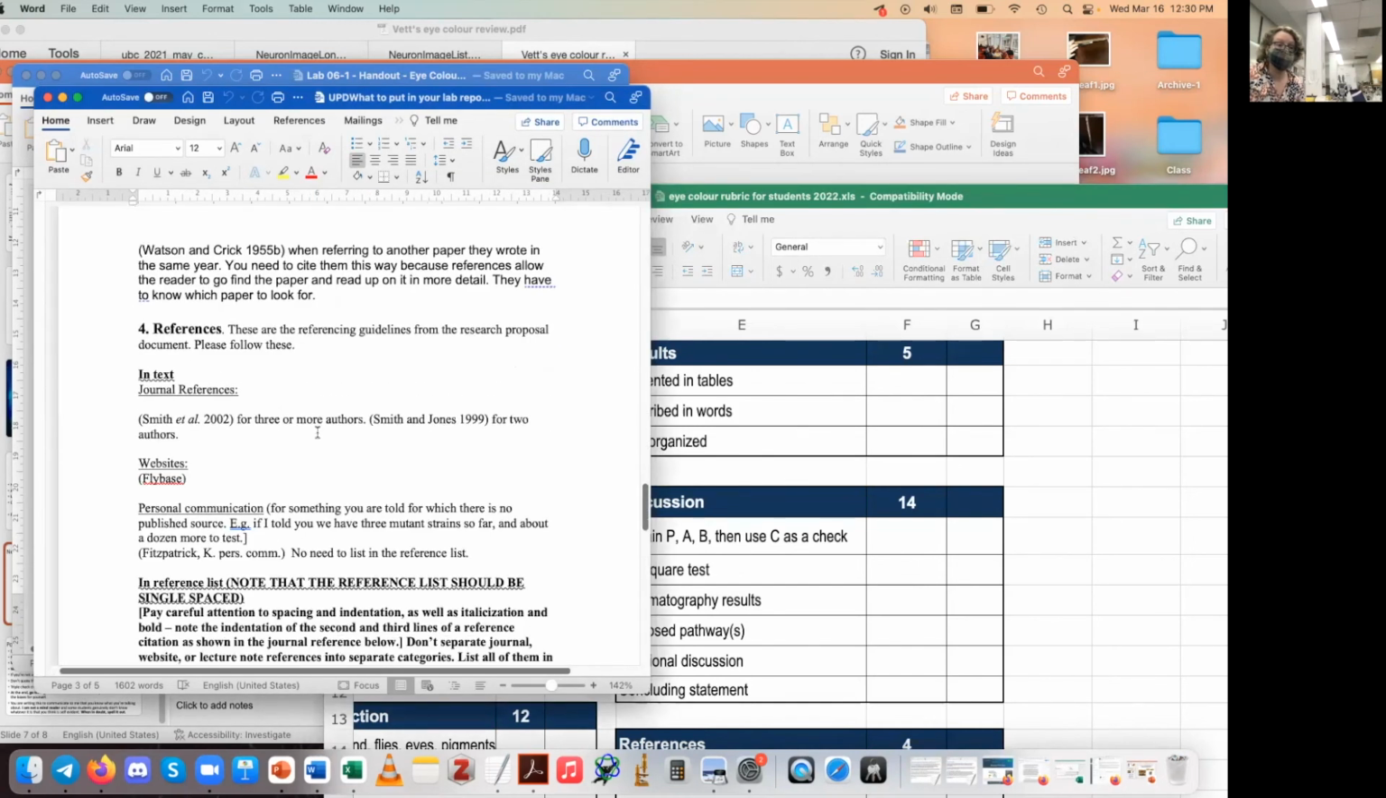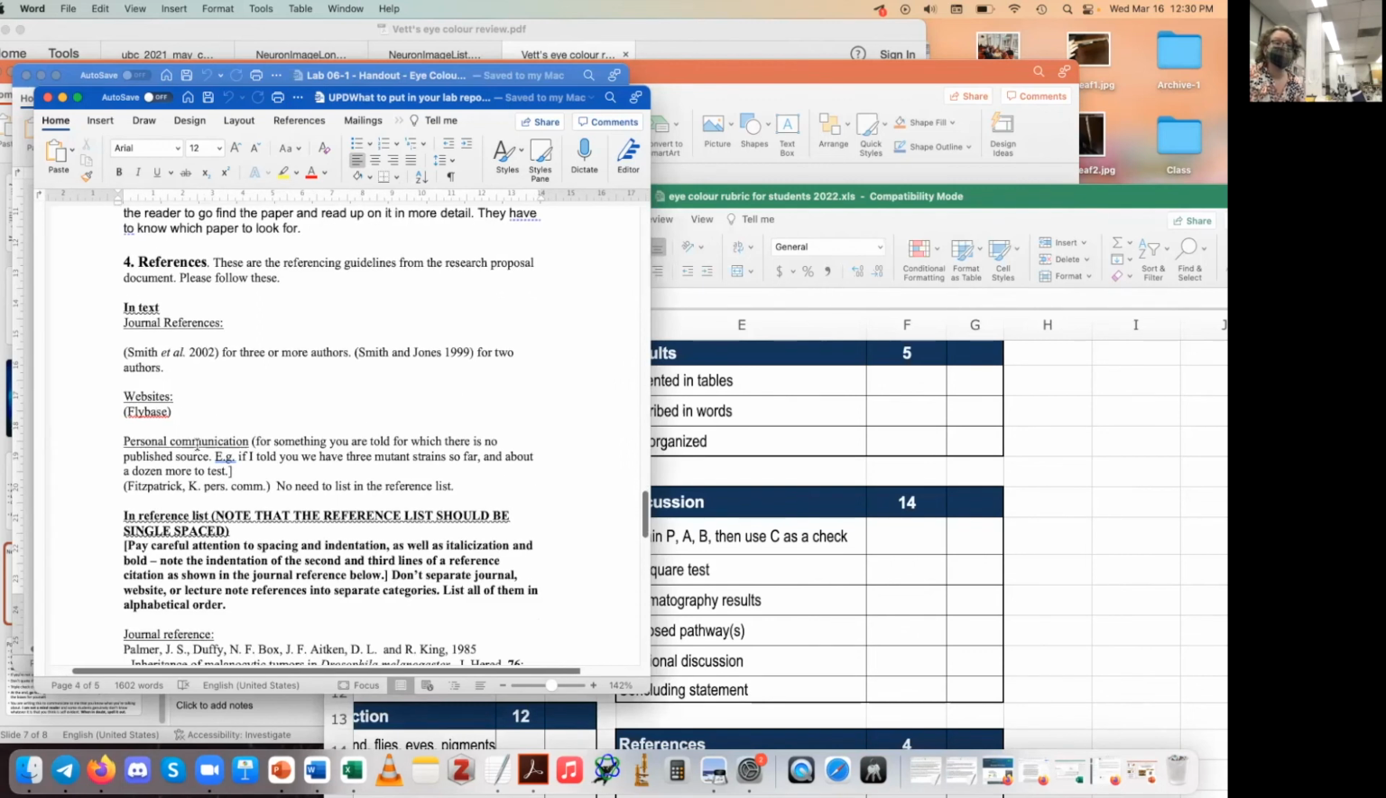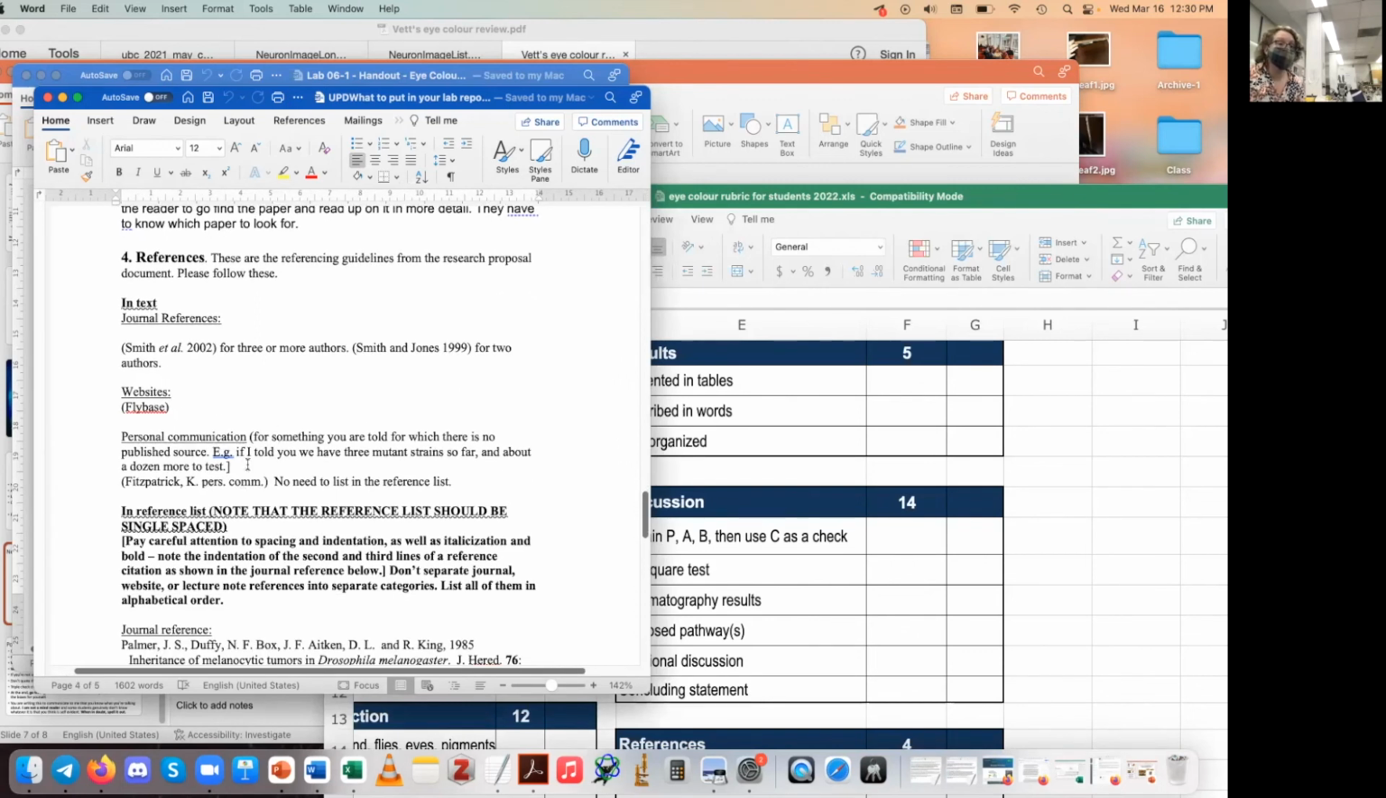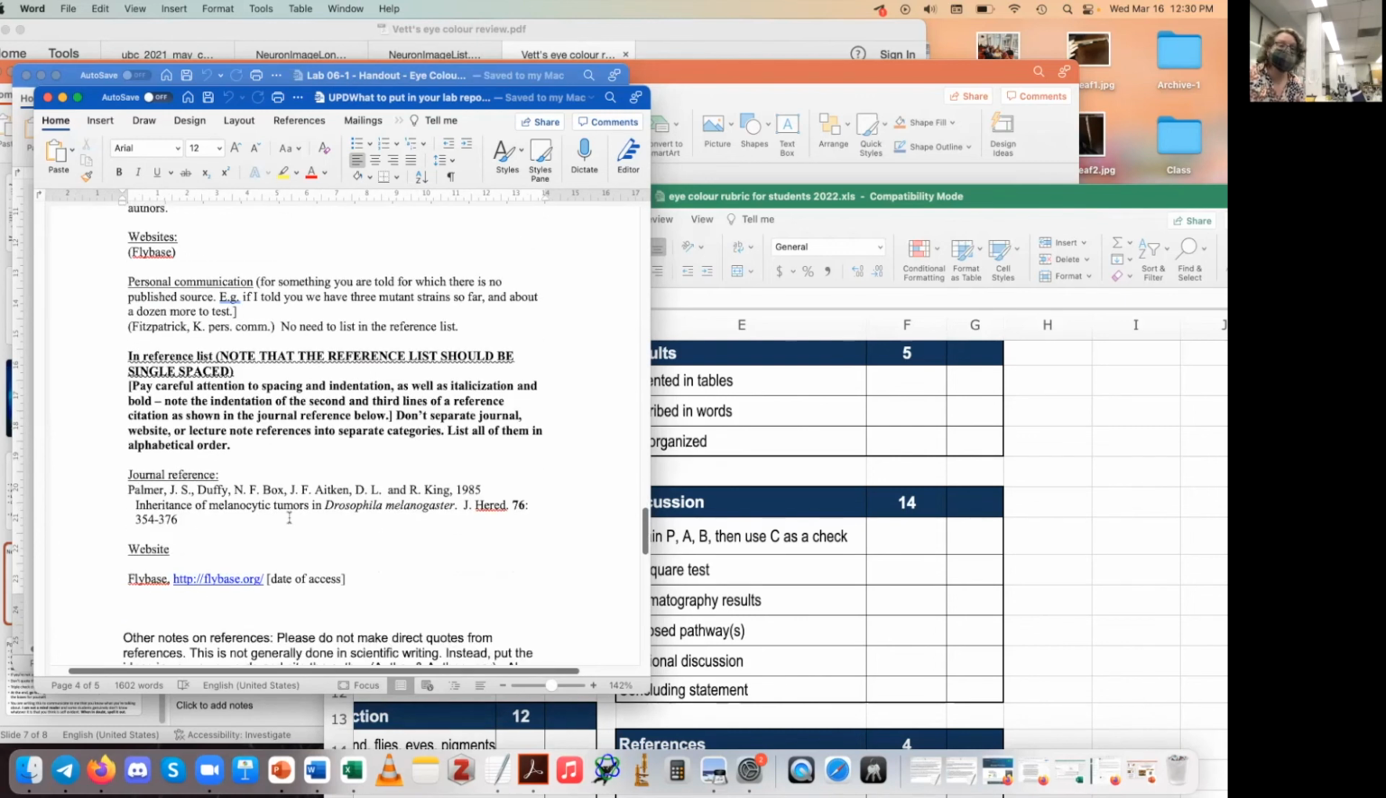And in the references, we have these examples. Do it like this. Exactly like this. Zero exceptions.